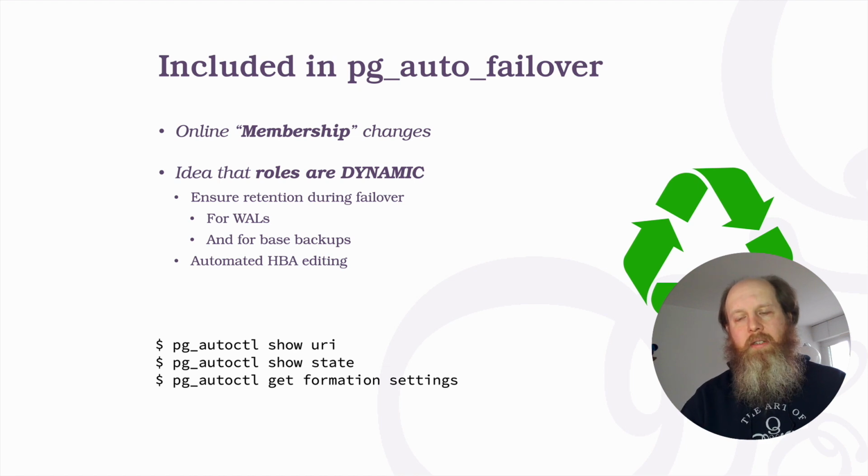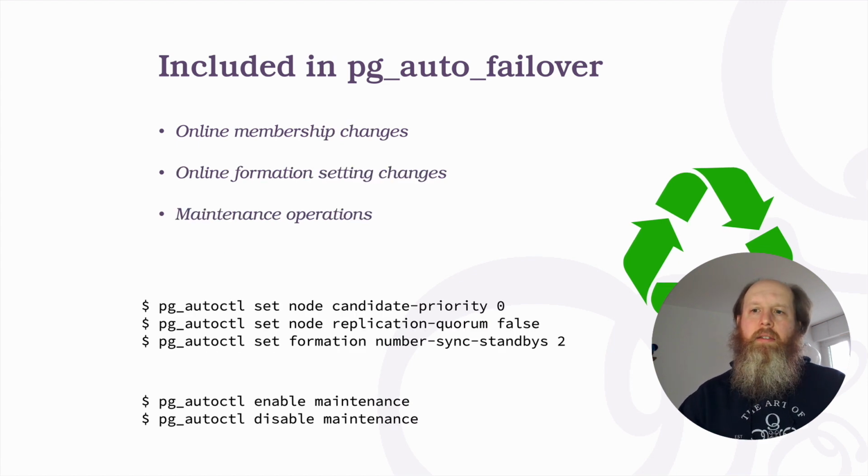You also have commands shown in the slide to show the current multi-host URI, the current state of the cluster, and the formation settings, of course. And all of that can change at any time. With membership changes, we can also do settings changes, like we saw before, changing the priority of a node, or whether a node is participating in the quorum, and some other settings for your production architecture can be changed online that way. We even include a facility to mark a node as under maintenance, so that pg_auto_failover knows that this node is not a secondary anymore. You cannot failover to a node that is currently in maintenance.